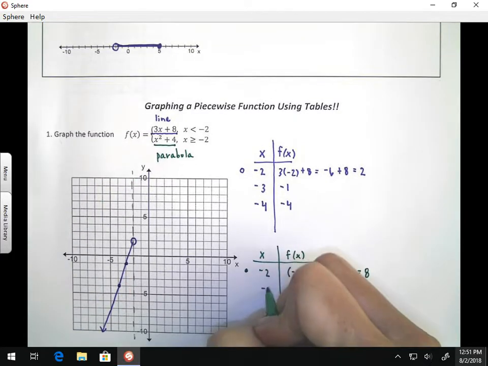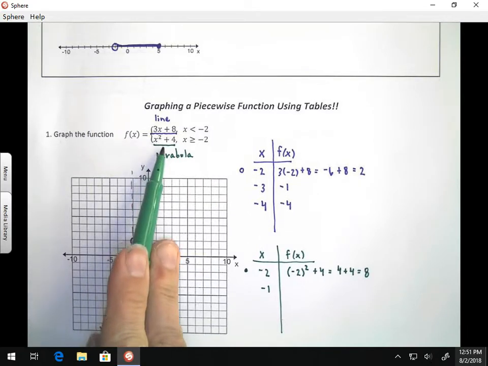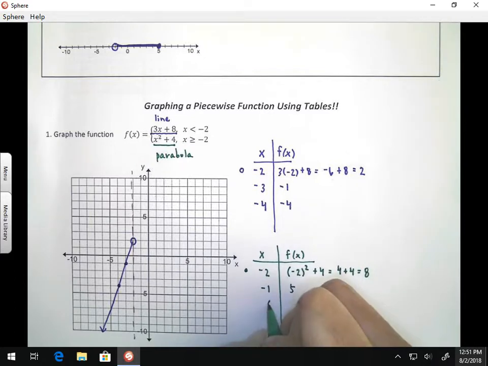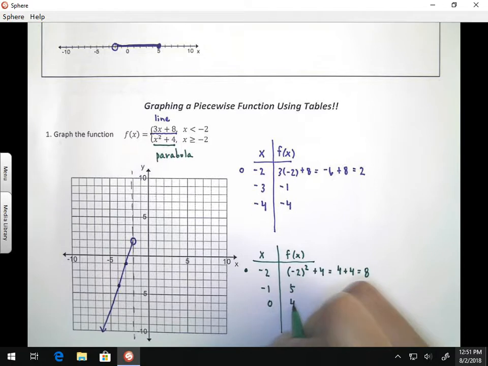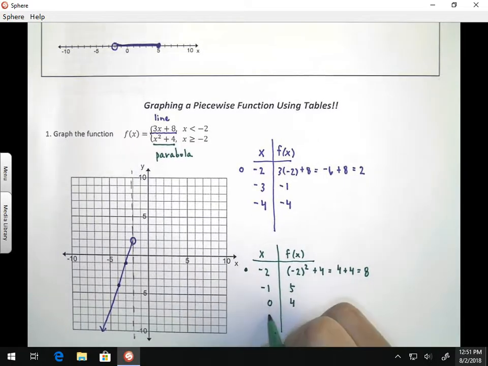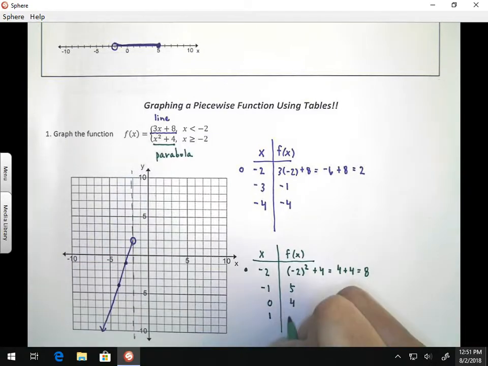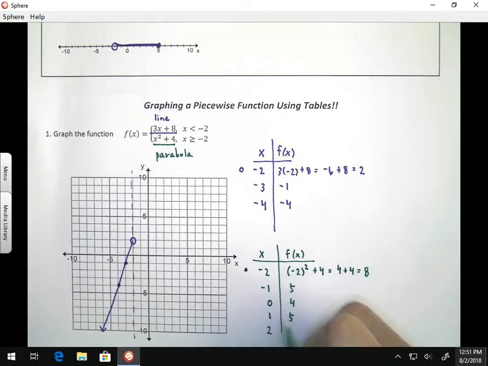I can do a -1. So a -1 quantity squared is going to give me a 1 plus 4 is 5. I'll plug in 0. 0 squared plus 4 just gives me 4. If I plug in 1, I'm going to get 1 squared plus 4 is going to give me a 5. And then 2, we know these parabolas are going to be symmetric. So if I do 2 squared is 4 plus 4 should give me a value of 8.